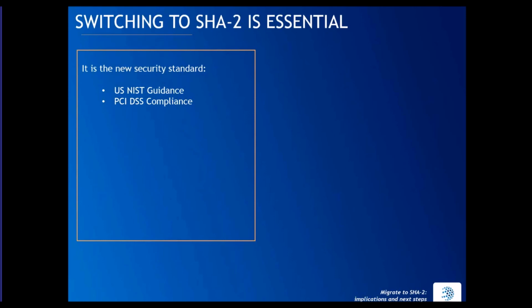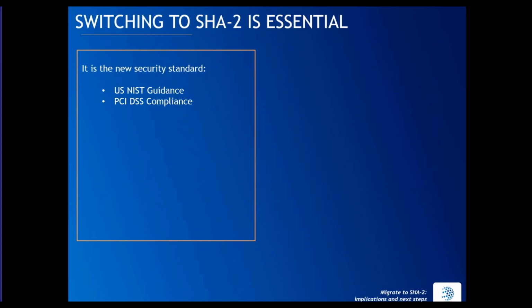There is also the PCI DSS compliance, which basically said that if you were using SHA-1 certificates and you wanted to be PCI DSS compliant, you had to switch from SHA-1 to SHA-2. It required all clients to use SHA-2 compatible SSL certificates in order to meet the PCI DSS compliance.